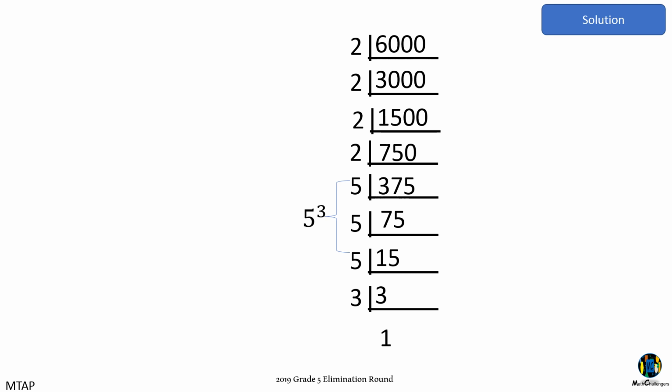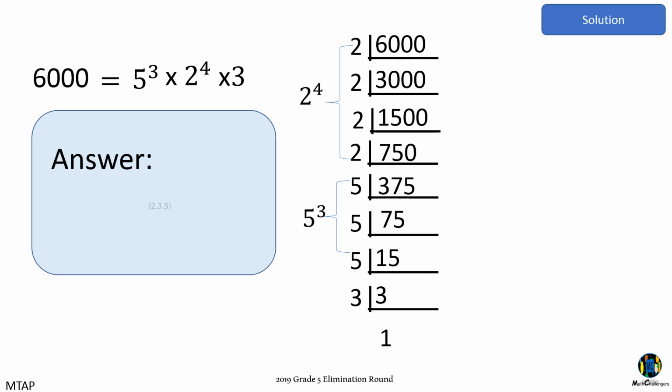There are 3 5s as prime divisor, so we have 5 raised to the third power. There are 4 2s as prime divisor, so we have 2 raised to the fourth power. There is only 1 3 as prime divisor. The prime factorization of 6000 is 5 cubed times 2 to the fourth power times 3. Answer: the set of prime factors of 6000 is {2, 3, 5}.